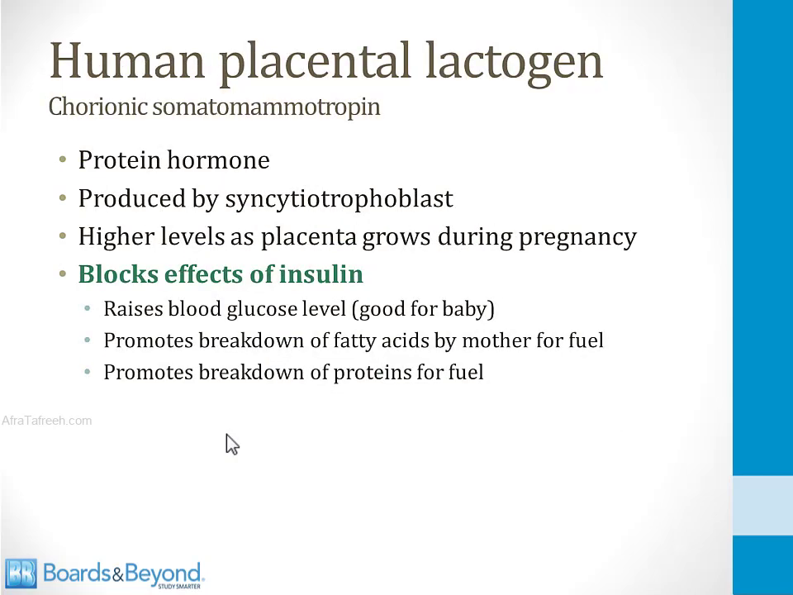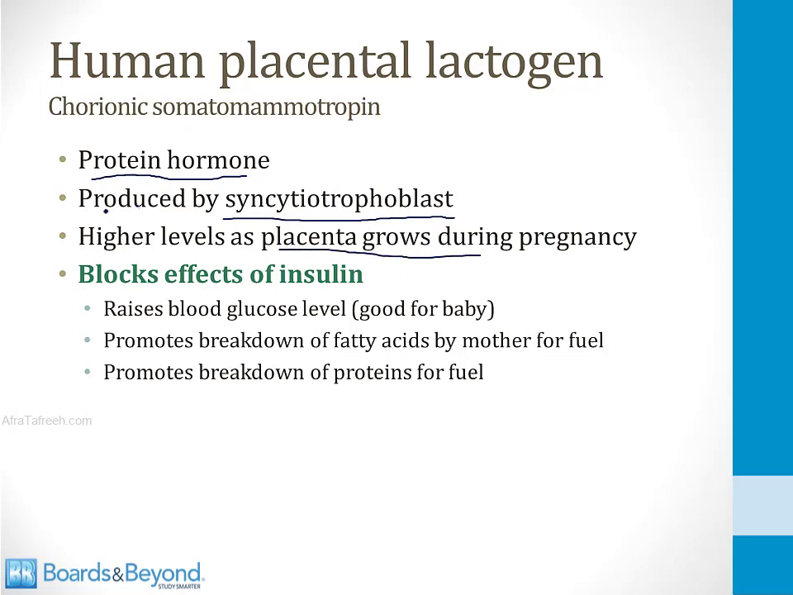The syncytia trophoblast also produces a hormone called human placental lactogen. It's also sometimes called chorionic somatomammotropin. This is a protein hormone, so it has a different structure from the steroid hormone progesterone, but just like progesterone, it is produced by the syncytia trophoblast of the placenta. And the levels of HPL go up as the placenta grows during pregnancy.